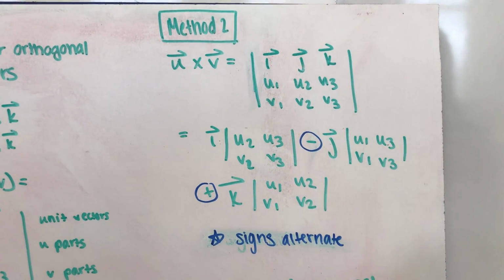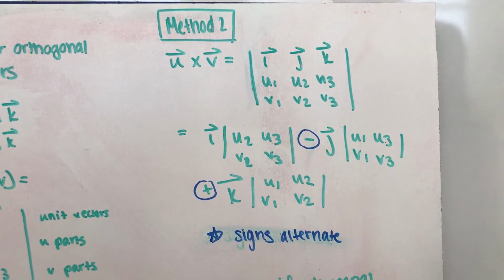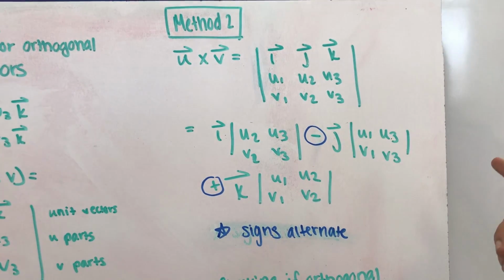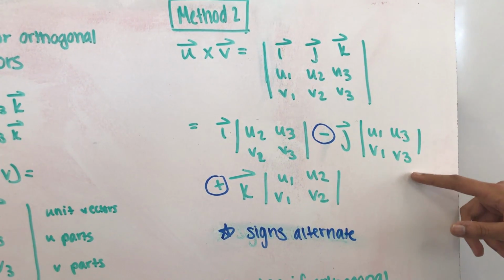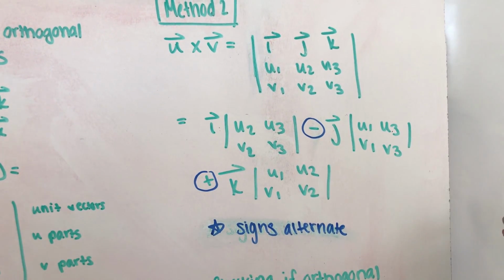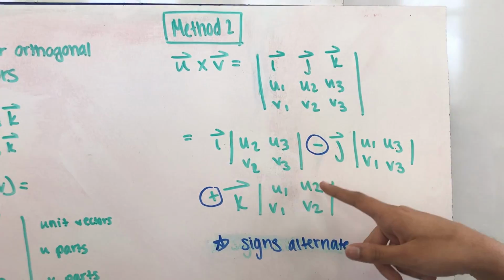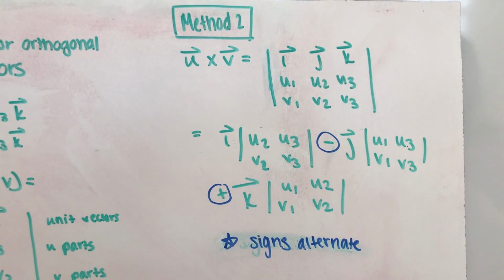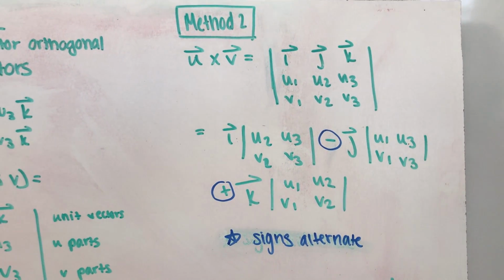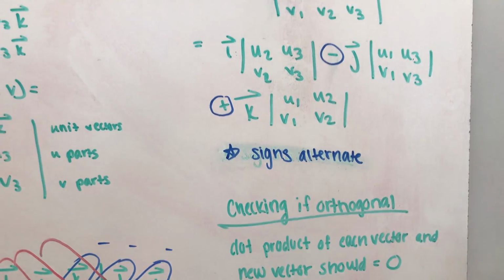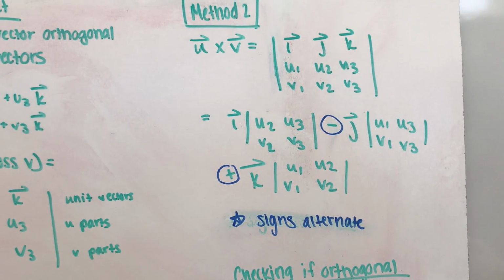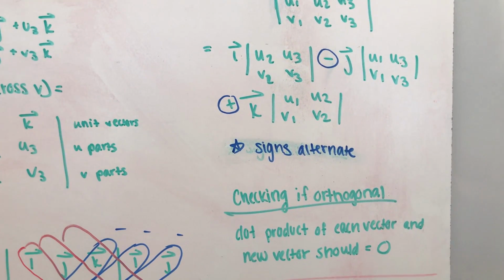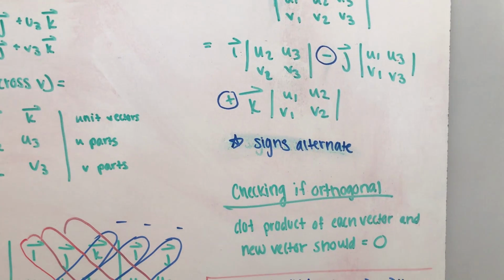Also, when you're doing this method, the signs have to alternate. In method 1, you would add everything together, but in method 2, you would have to subtract the j part and add the k part. From there, you do the same thing as method 1: multiply the diagonals, make the downwards diagonals positive and the upwards diagonals negative, and combine like terms. Then when you've found your third vector, to check if it's orthogonal, you take the dot product of each original vector and the new vector, and that should equal 0.